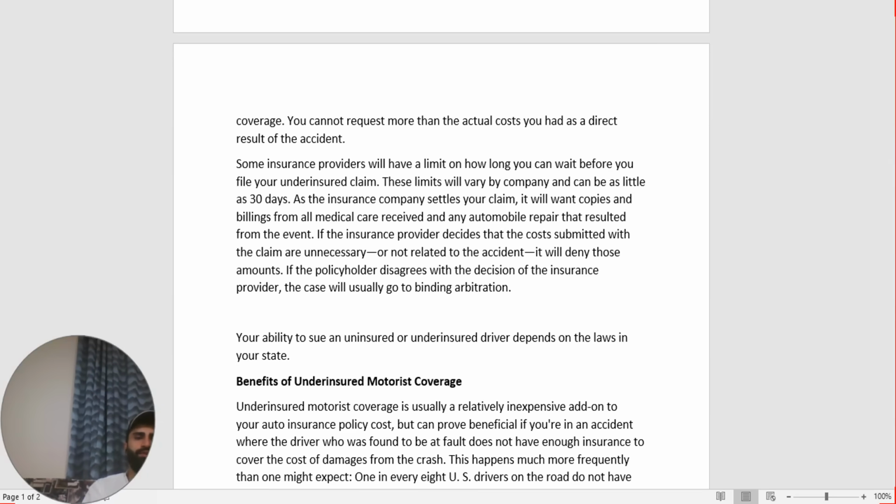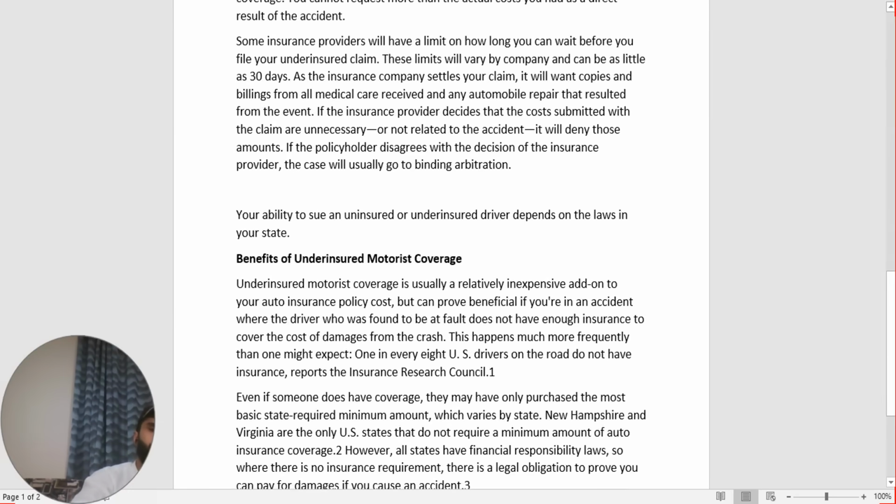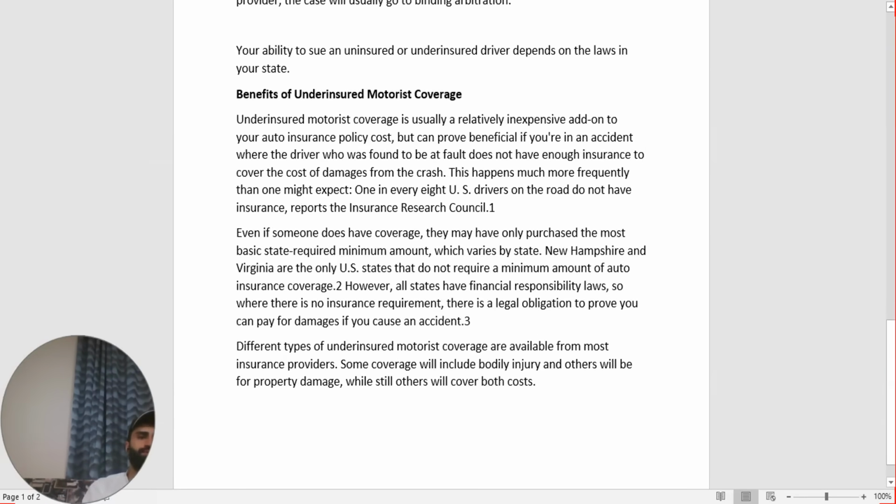One in every 8 US drivers on the road does not have insurance, reports the Insurance Research Council. Even if someone does have coverage, they may have only the most basic state-required minimum amount, which varies by state.